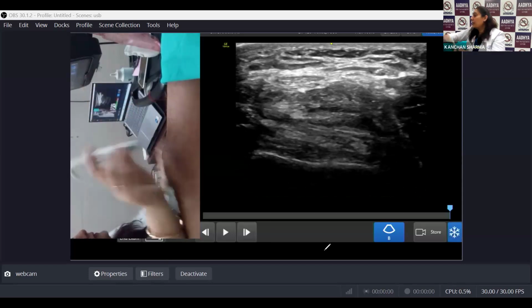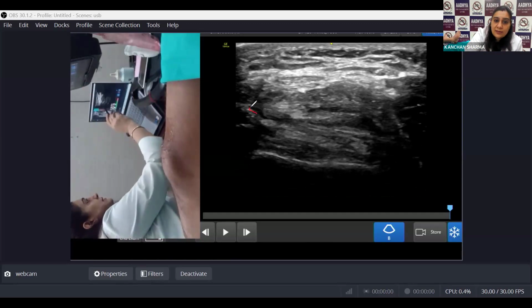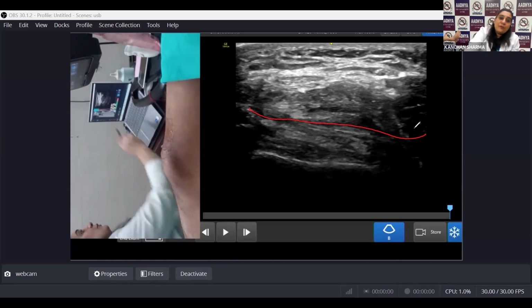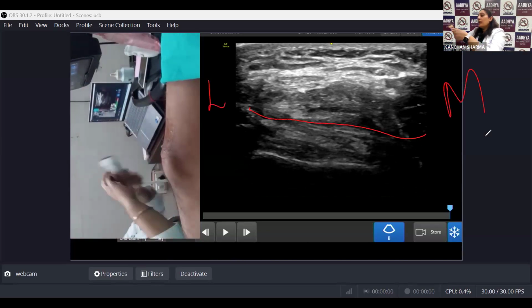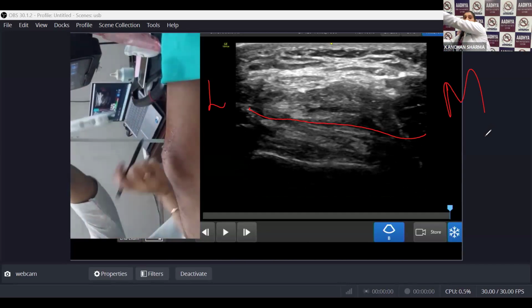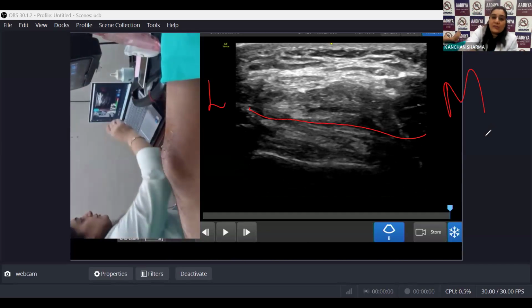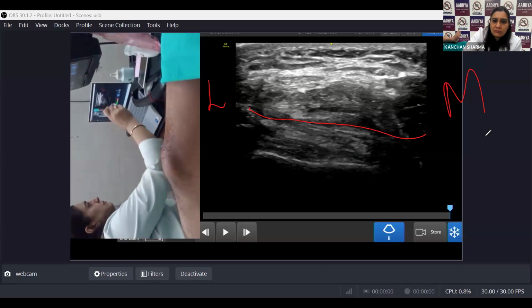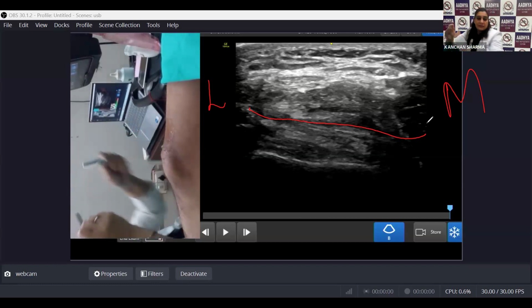Now, if you want to go for an intervention, this is the recess where you are supposed to come. Now, how was our probe? Our probe was on the lateral side. This is the medial side. From the lateral side, you calculate the depth of this recess. Now, the depth of this recess is approximately 2 centimeters from the skin, right? So if this is your probe, right?